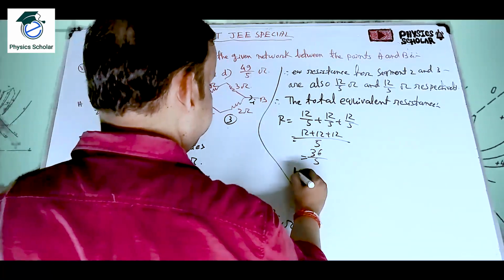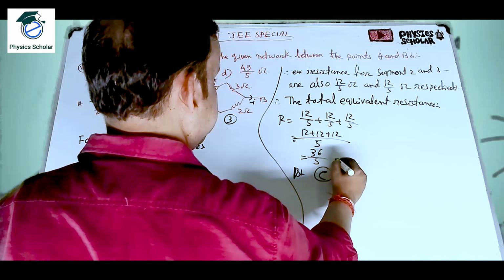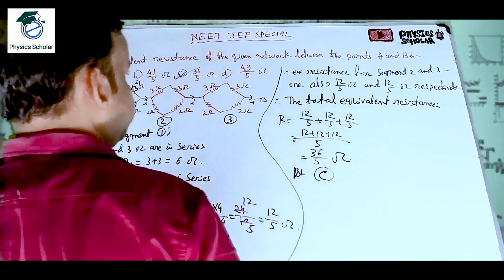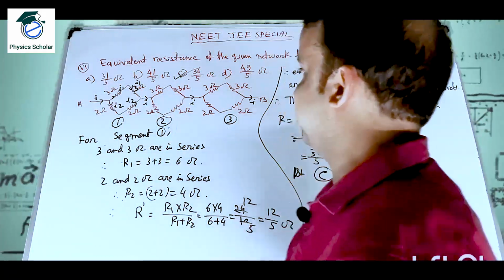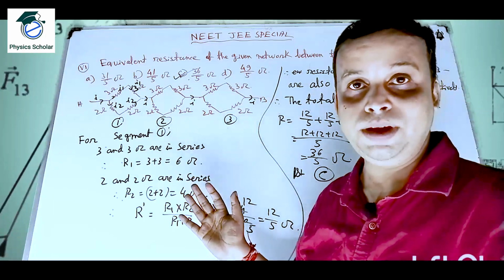So which option is correct? The answer will be option number C, 36 by 5 ohms. Okay, so option number C will be correct. Clear? So it is very easy. So I am again explaining.